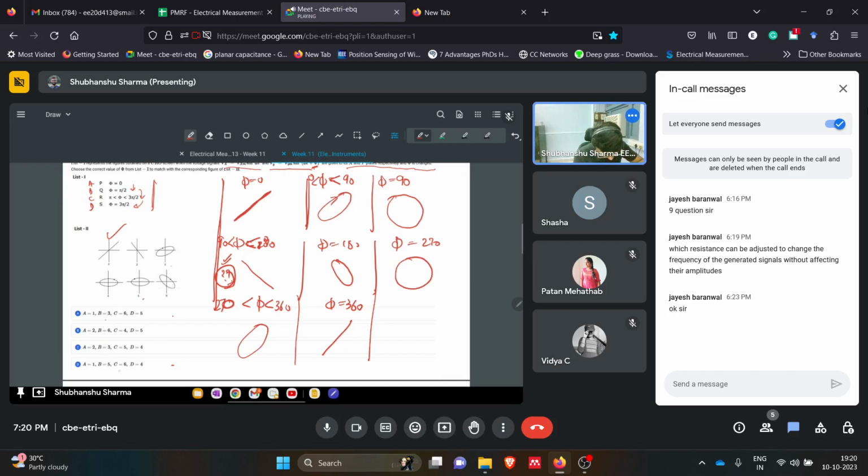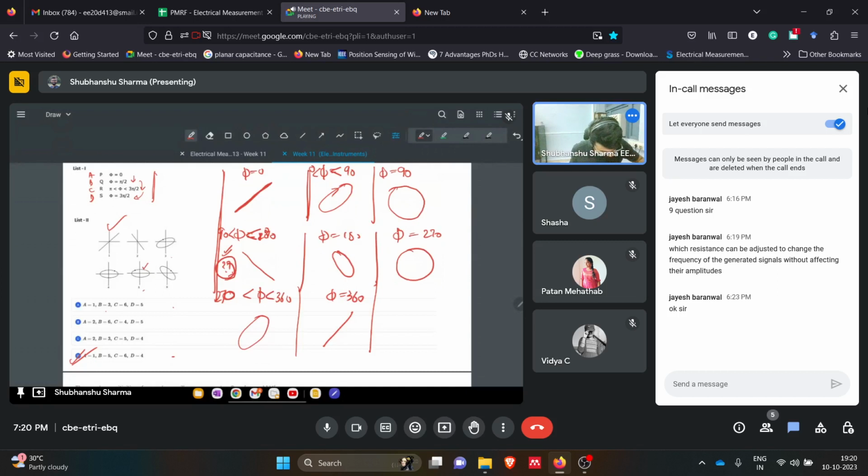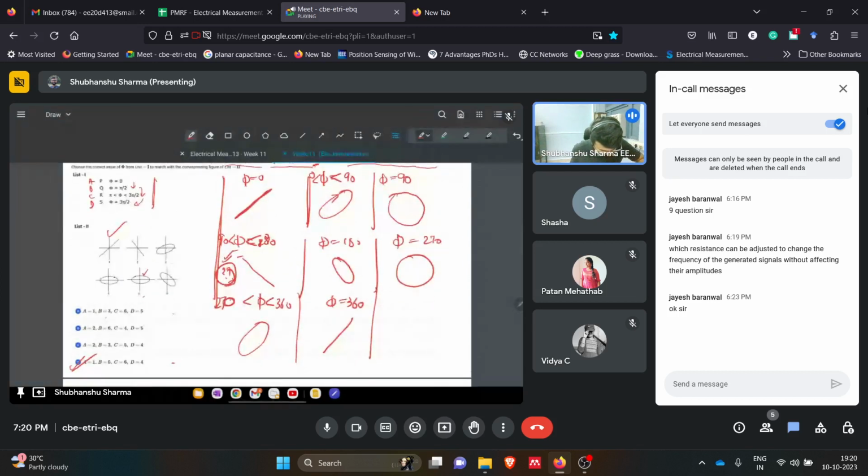5 is to 90. We have a circle. So the nearest to the circle is this. So I think D is the answer for this. But anyway, I will clarify this now. Yeah, so D will be the answer for this.